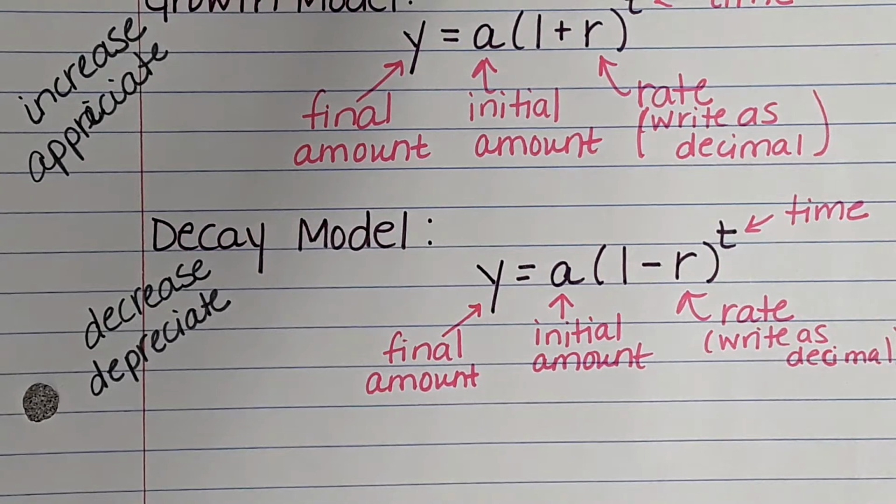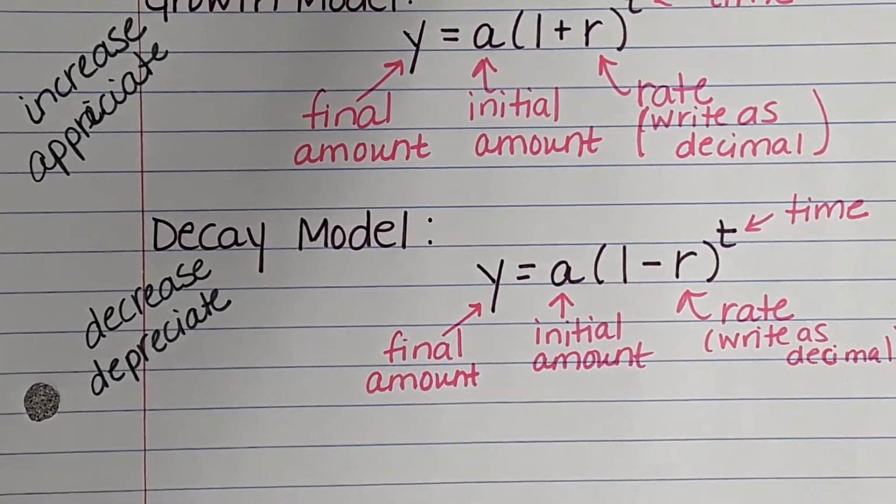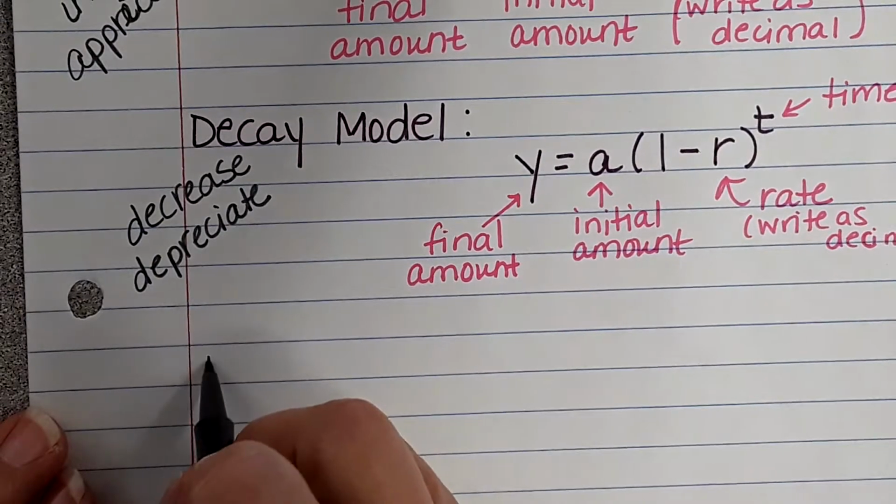Depreciate means it's losing value. Appreciate means it's gaining value. So usually houses appreciate in value. Cars depreciate as soon as you take them off the lot. Bitcoin does both. It can increase and decrease in value. Okay, and the last one that we have is what we call compound interest.